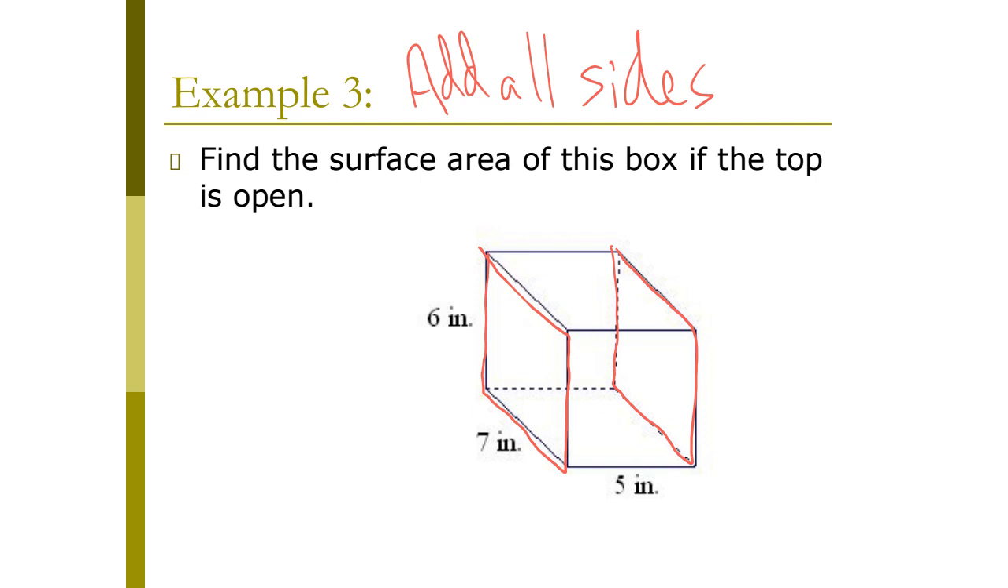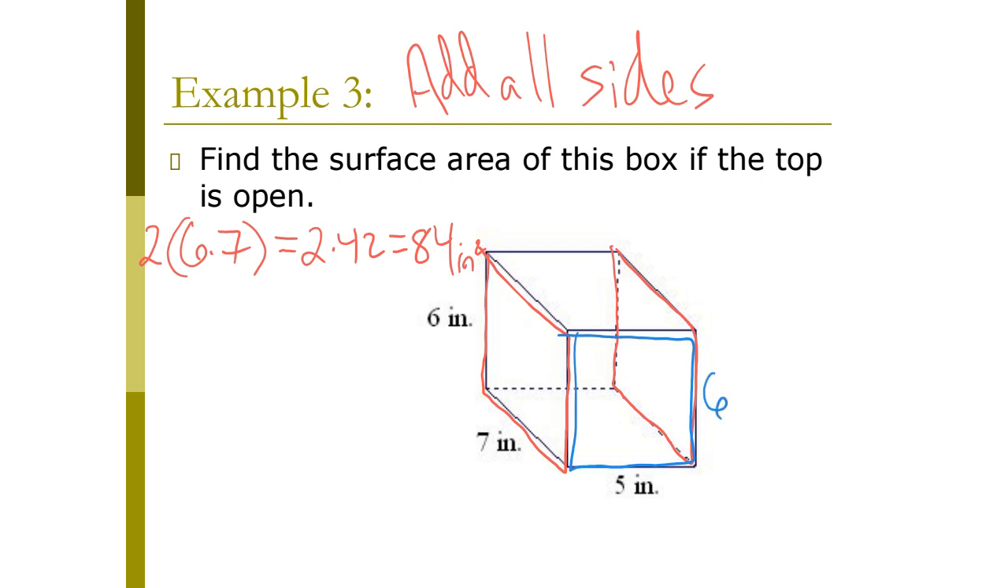Well, these red ones we've got, there's 6 times 7 for the rectangular side, but there's two of them, right? So I'm going to put a 2 there. So it's 2 times 42, which is going to be 84 inches squared. Now I'll change markers here. Let's go with blue. How about this one here? Well, it's 5 by 6. I got that from this guy right over here. All right, so there's two of those as well.